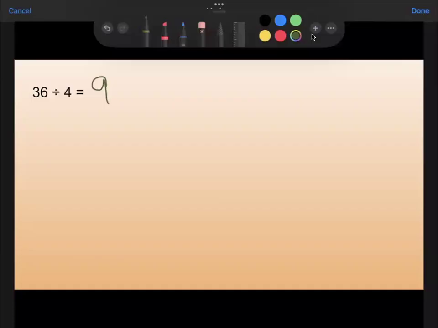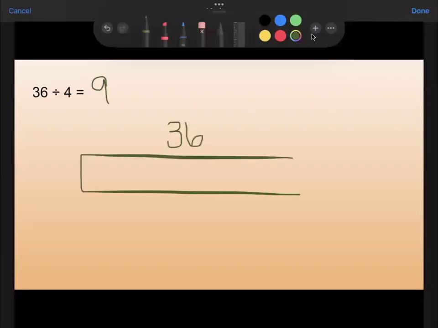It's hard to kind of show strategies when it's a group of 1. So let's say we're taking 36 and we're going to make like a little rectangle here. And we need to divide 36 into 4 groups. So I'm going to divide my rectangle into 4 different groups. What I'm going to do is I'll start passing out the 36 that I have, going one at a time into each group until I'm out of numbers to pass out.